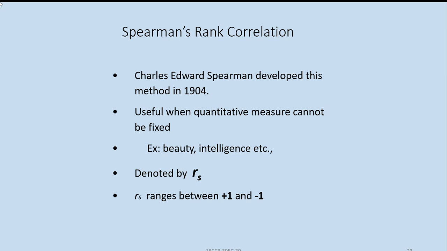Like beauty, intelligence, etc. And it is denoted by rS. Karl Pearson's coefficient of correlation is denoted by r, and Spearman's by rS. Small r with S as a subscript. And rS ranges between plus and minus 1. Any correlation will give you a value between -1 and +1.